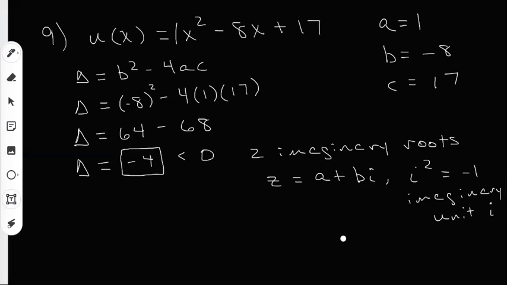Okay, so now what we're going to do is we're going to plug in all three of these numbers that we found for a, b, and c into the quadratic formula. And as a reminder, the quadratic formula is x equals negative b plus or minus the square root of b squared minus 4ac all over 2 times a.